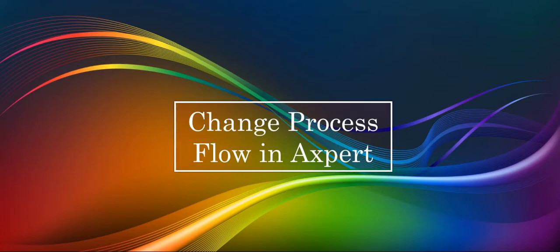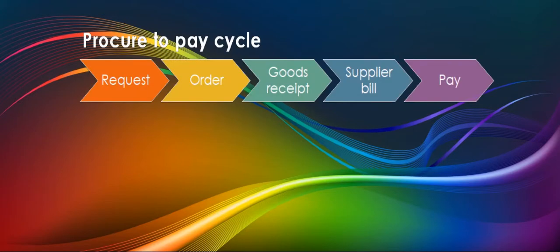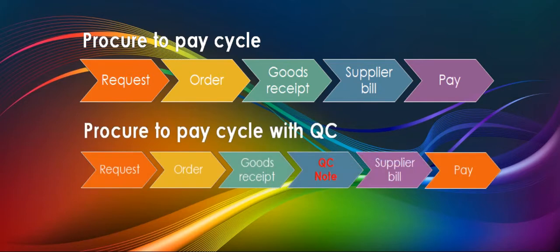Change process flow in Axpert. Let us consider the use case of procure-to-pay cycle. A typical cycle consists of the steps: request, order, goods receipt, supplier bill, and payment. We will now be adding another step called QC note to the same procure-to-pay cycle.